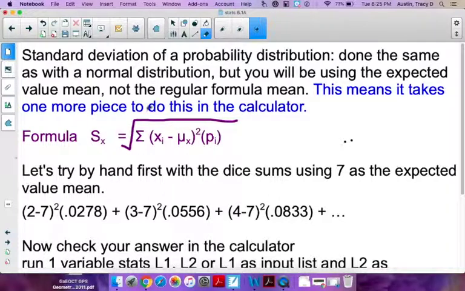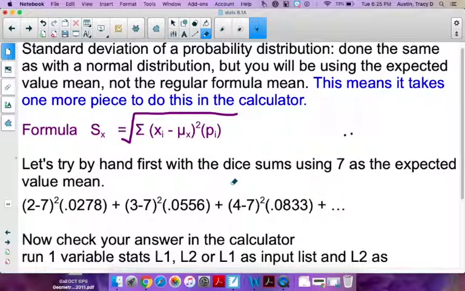Remember that we always take the square root when we're doing a standard deviation. So you basically take each piece, subtract the mean, square it, and multiply it by its probability. So it's that weighted thing again where you have to multiply each one by its probability. So again, in your calculator, I would not expect you to run most of these by hand.